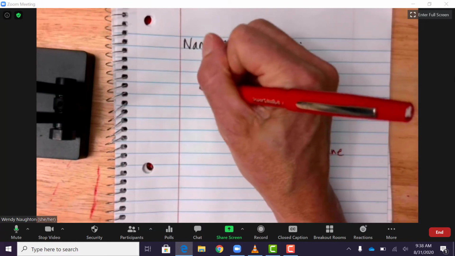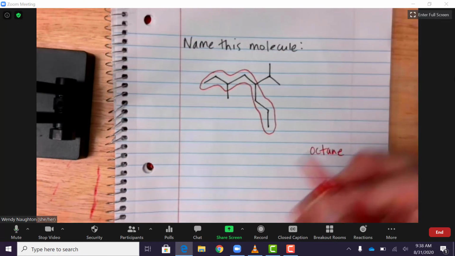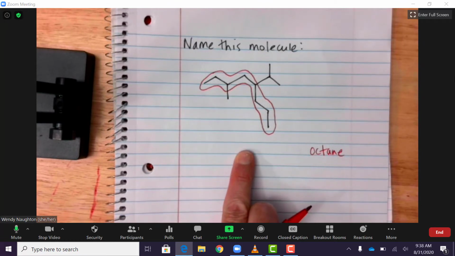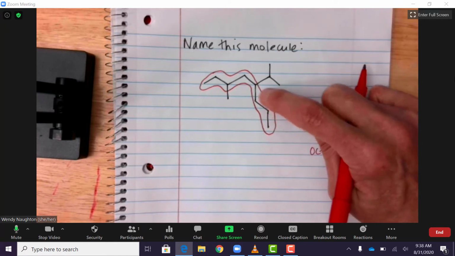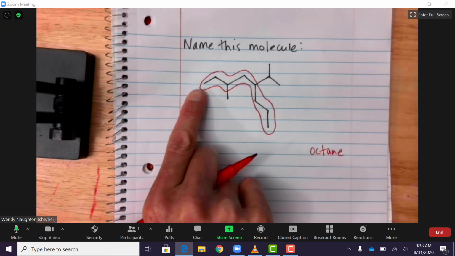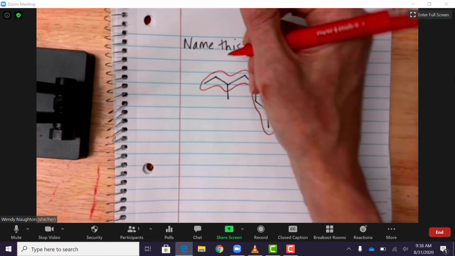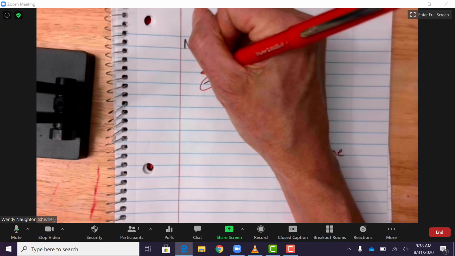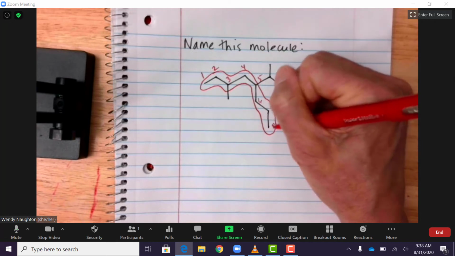I'm going to circle that long chain that I just found so I know what I've already taken care of. The next step is to number it. We know it has 8 carbons, but we want to have the lowest possible numbers for the substituents attached to it. If I number from the bottom up, 1, 2, 3, 4, then the first substituent I run into is number 4. If I number from the left to the right, 1, 2, 3 is the first number that I run into. So I'm going to number from the left to the right here. 1, 2, 3, 4, 5, 6, 7, 8.